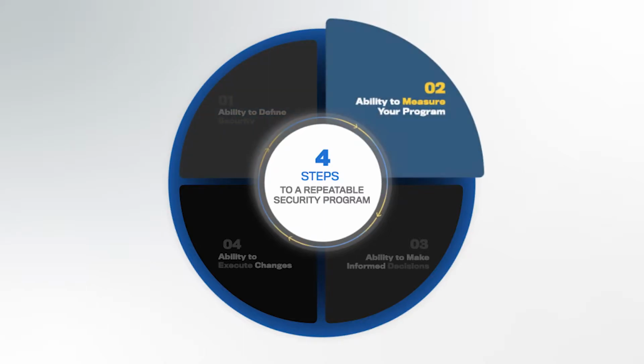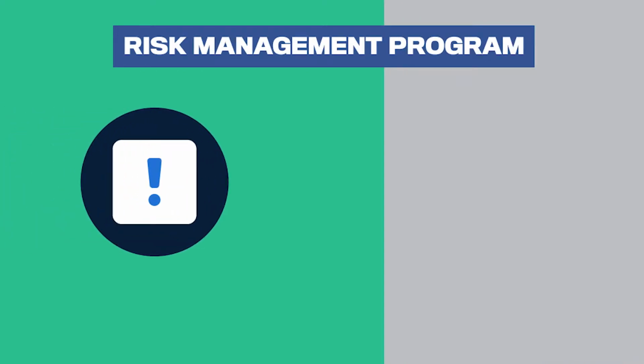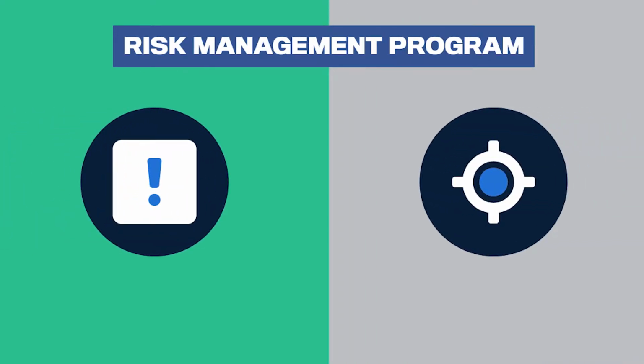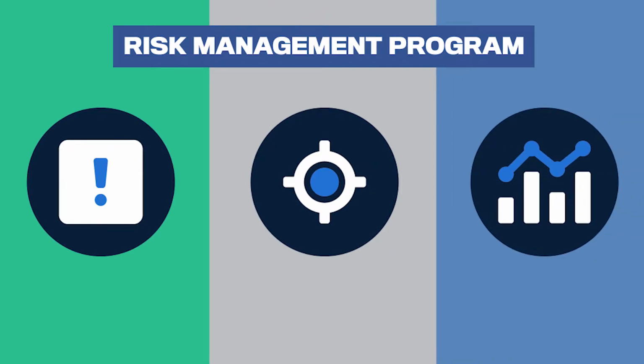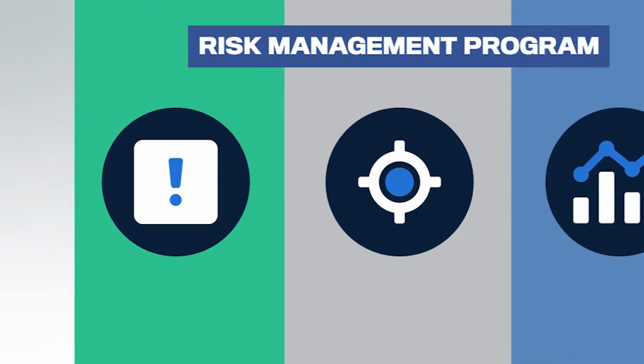The second capability is the ability to regularly measure against this established definition. This is sometimes called the risk management program. These measurement activities are meant to evaluate the current environment based on the established documentation.